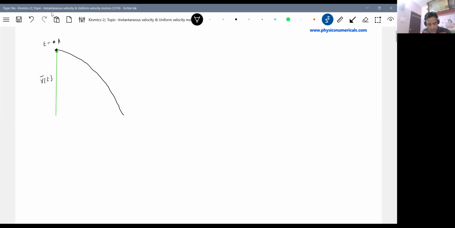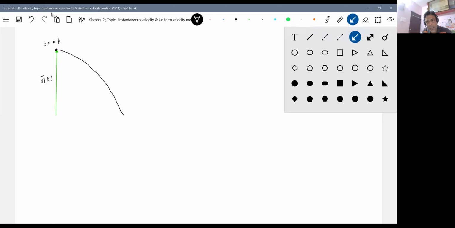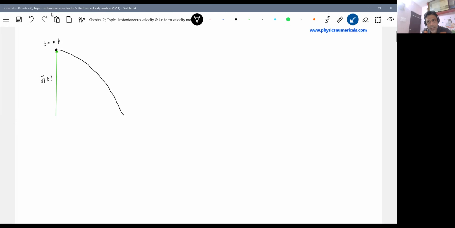Then after some time, the particle is going to move along the path. After some time, the particle will arrive here, and then it will take this position. Finally, let it be somewhere here. You can choose anything. Okay, look at the position vector and the displacement vector of the particle.